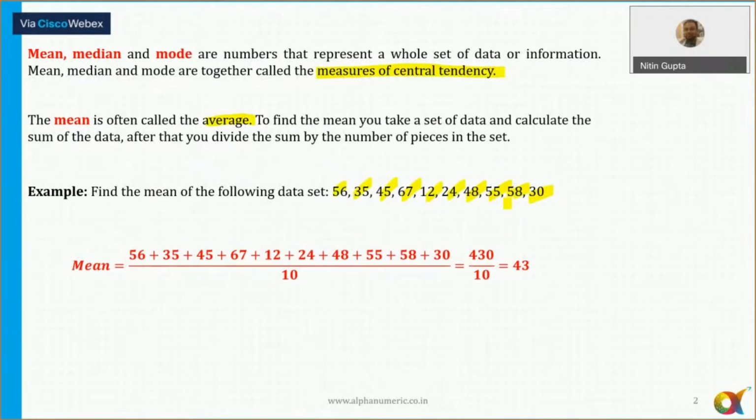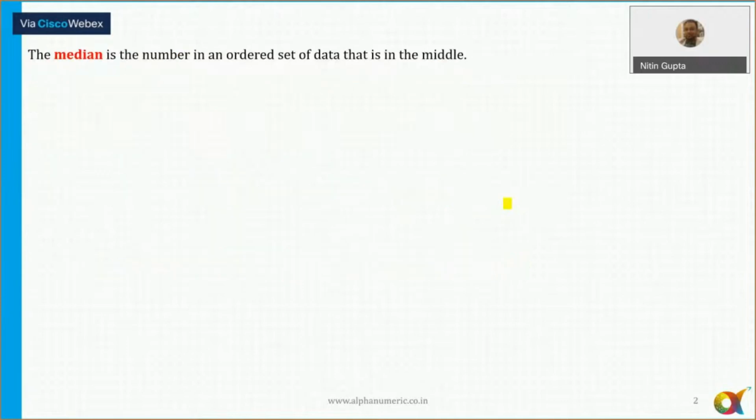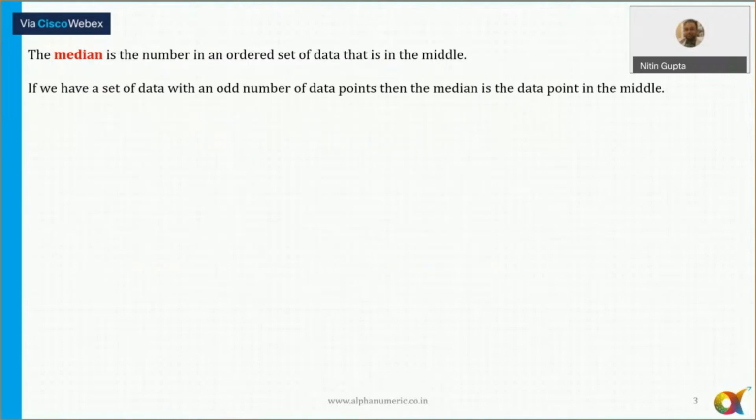Let's move to the next slide. That is median. Now, median is nothing but the term which is exactly in the middle. For example, if there is a set of numbers, something like this, 1, 2, 3, 4, 5, 6, 7. Okay, so if there are 7 terms, the middle term is nothing but the fourth term. And this fourth term, which is exactly the middle term, is always known as the median.